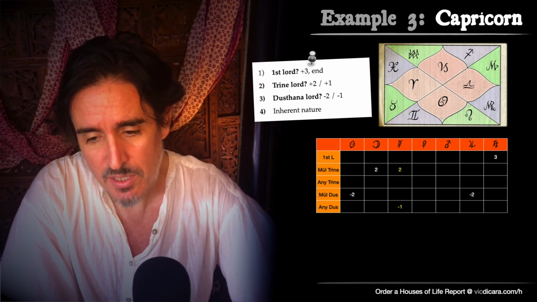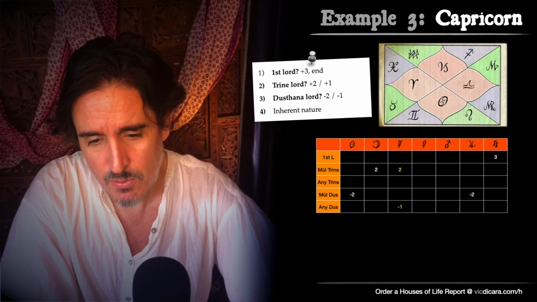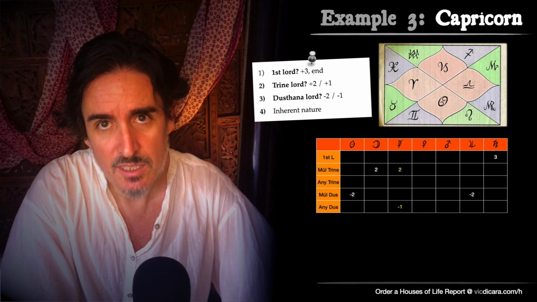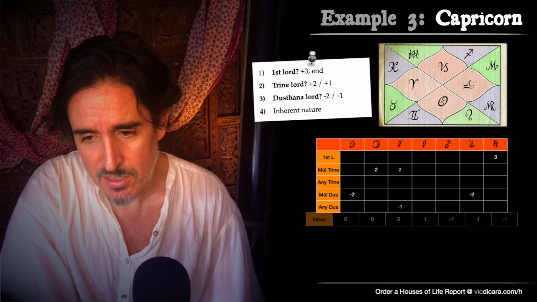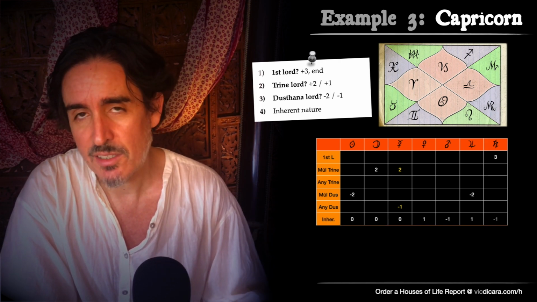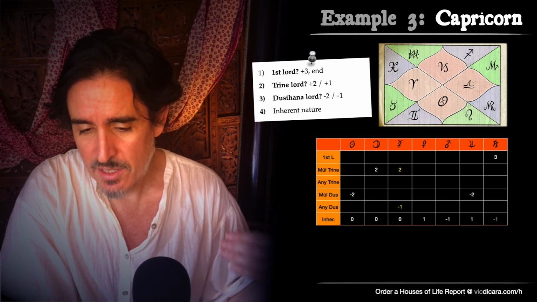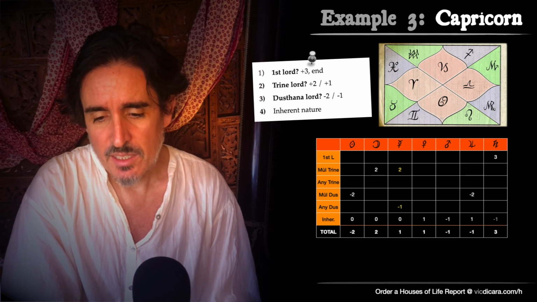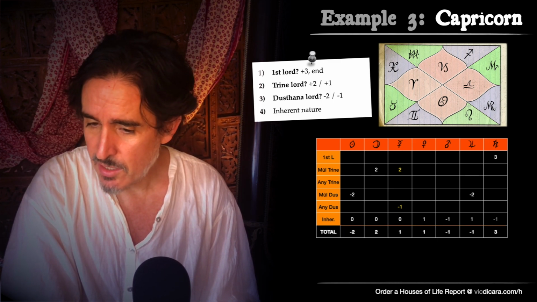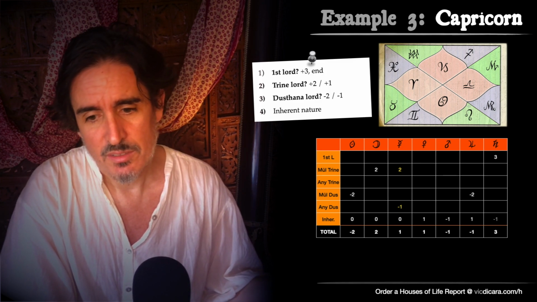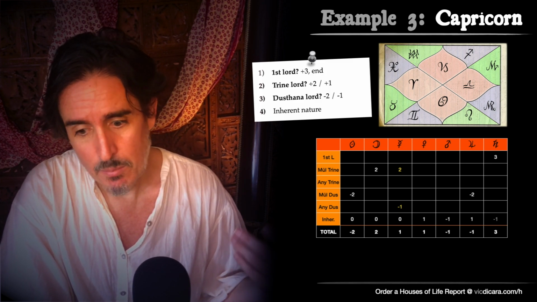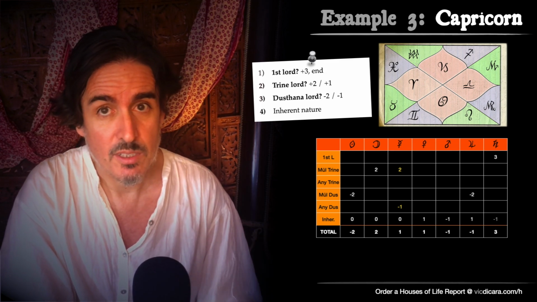So Sun and Jupiter are going to get a -2 for owning Dustanas, and Mercury is going to get a -1. Add the inherent nature, but we don't care about Saturn's inherent nature because it's the first lord, and you come up with the totals. And you can see Saturn is really the most beneficial, and then Sun is the worst for a Capricorn ascendant. And the moon is powerfully good as well.